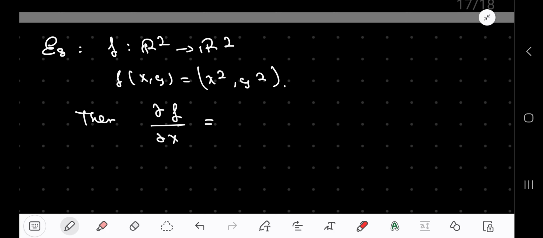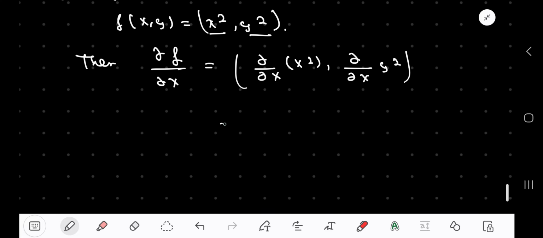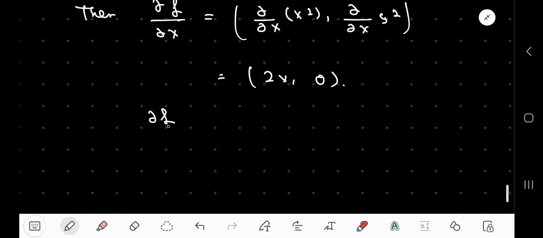So what is del f by del x? This is basically del f1 by del x, and this is my f1 and this is my f2. So this is del x of x squared, del x of y squared. y is obviously independent of x, so this is just (2x, 0). Similarly, my del f by del y will be (0, 2y), at any arbitrary point. Clear?